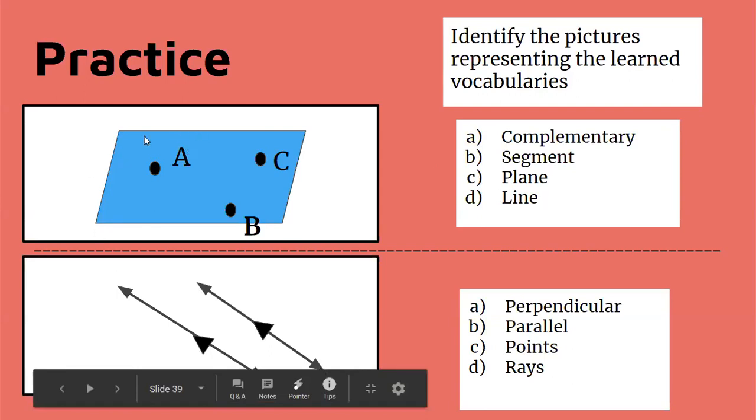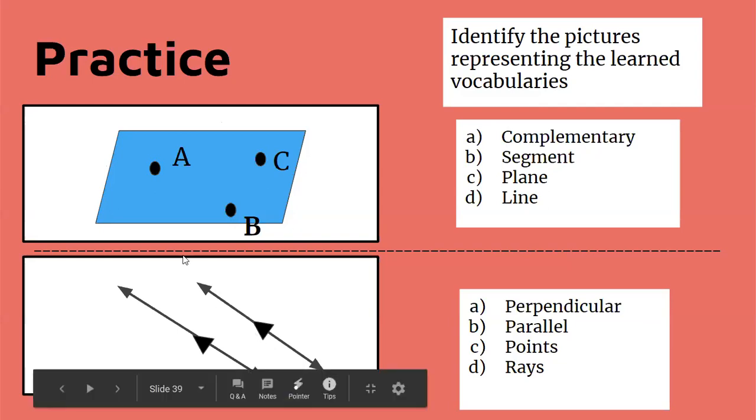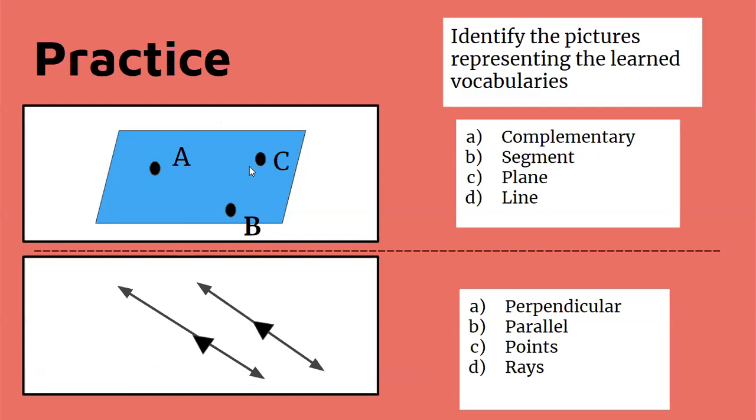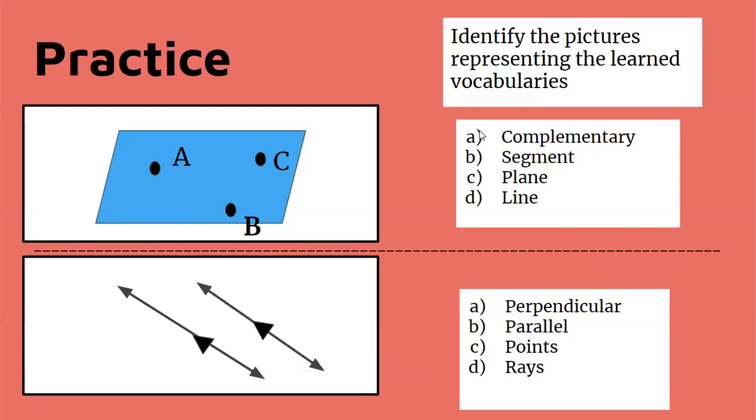Next image. So in this image we got what seems like a parallelogram, but I did not teach you guys this, so think about the vocabulary. This thing stretches this way, and this way, and this way, infinitely. So it stretches in all directions infinitely. And then it has points on it that are labeling this thing. The options for this image are A, complementary, B, segment, C, plane, D, line.